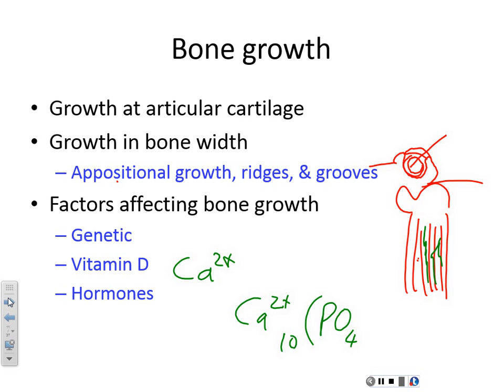So 6 phosphorus, 10 calcium. That's the inorganic component. This is hydroxyapatite. Hydroxy comes from the hydroxyl ion, 2. So that's hydroxyapatite. You see how much calcium is in there? So you need vitamin D to help in the absorption of calcium in the small intestine. You definitely need it.